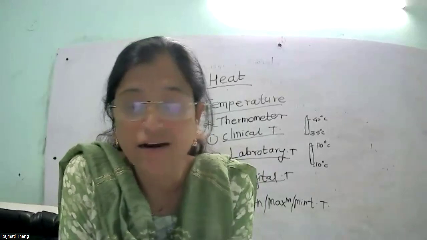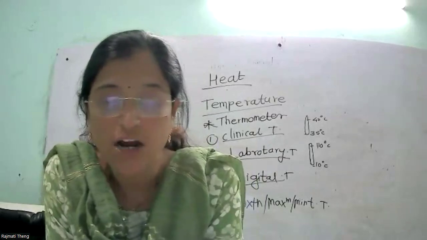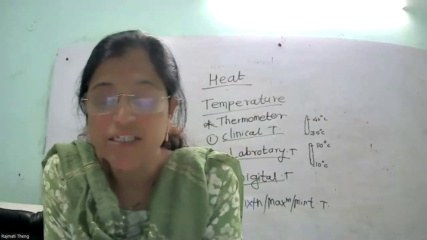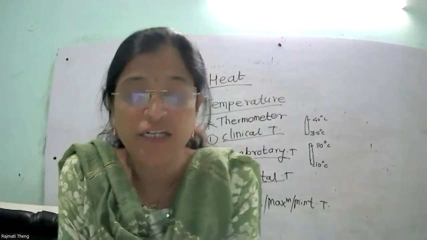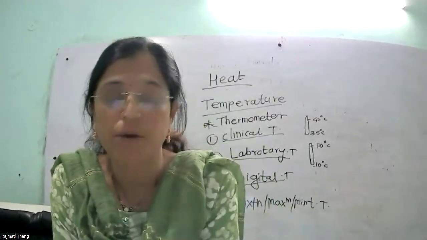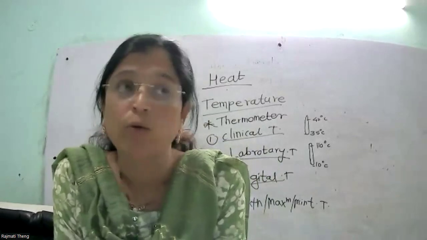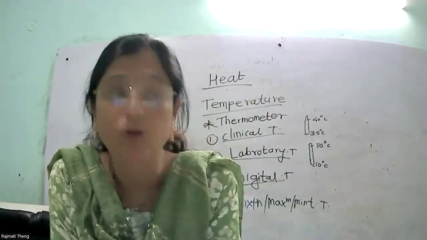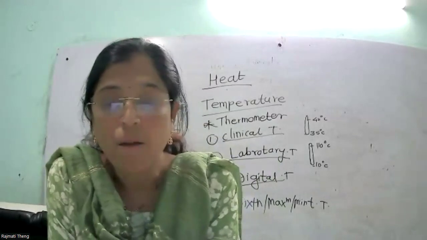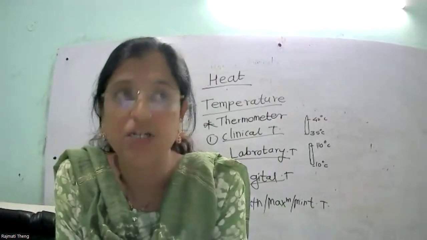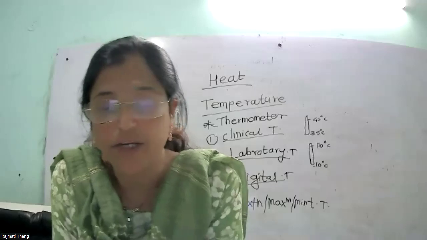Alcohol is another liquid which is used in the thermometer, that measures very low temperature because it freezes at lower temperature compared to mercury. कोई कोई थर्मामीटर में अल्कोहल भी यूज करते हैं. ओके, दिस अल्कोहल फ्रीज एट much lower temperature as compared to mercury.